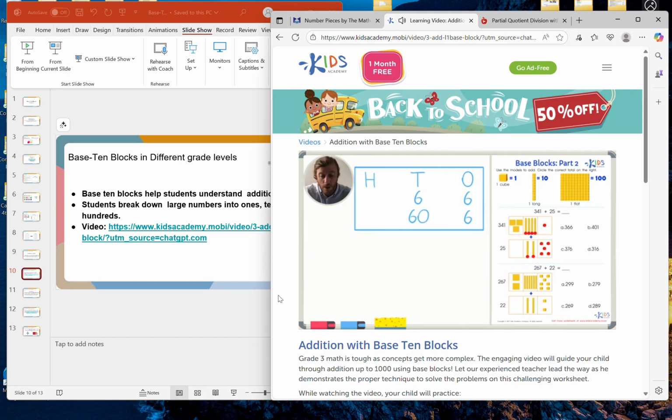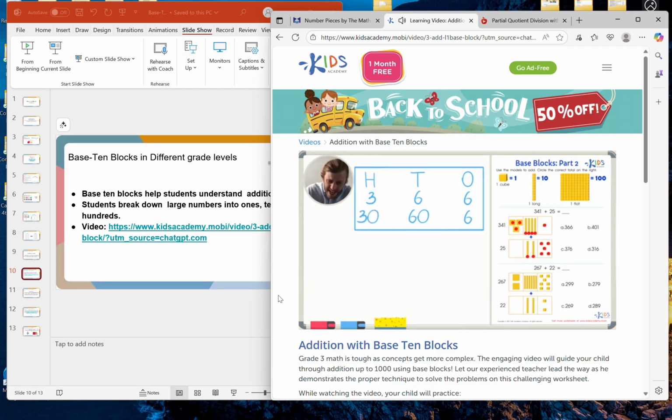And finally, there are 3 hundreds. 1, 2, 3. But there are 100 cubes inside each flat. So we have to skip count by hundreds to figure out how much 3 hundreds equals. I wonder how much 3 hundreds equals. Let's count. 100, 200, 300.